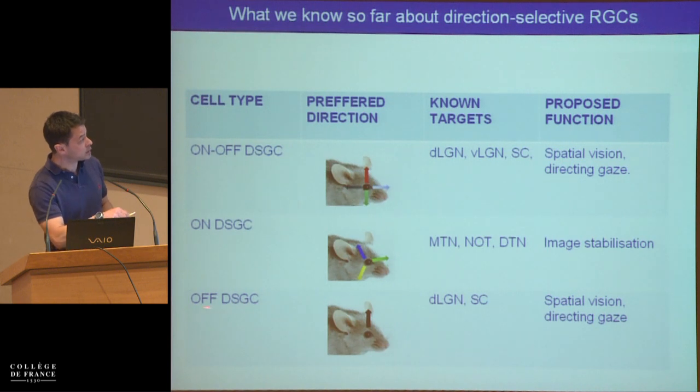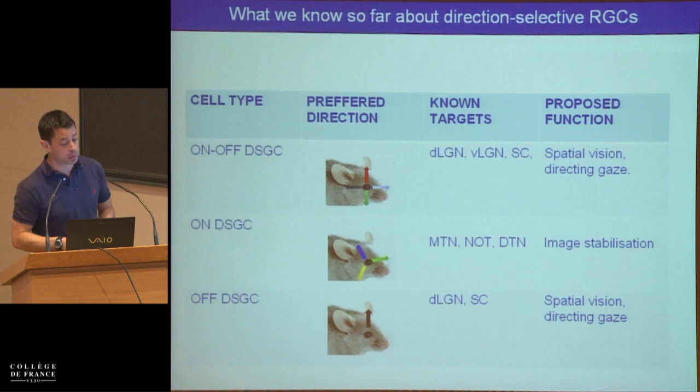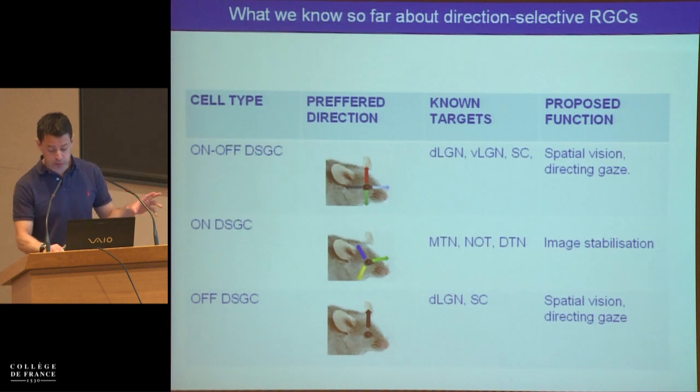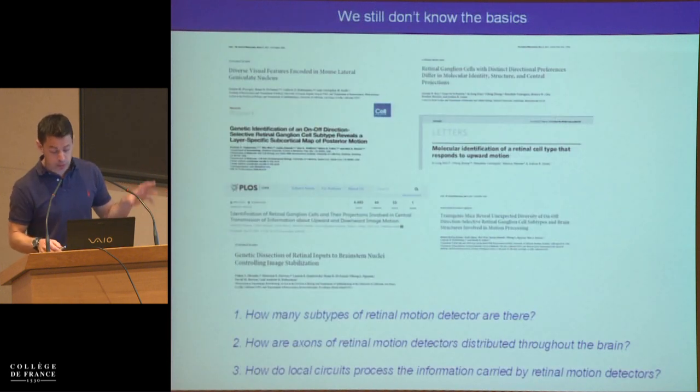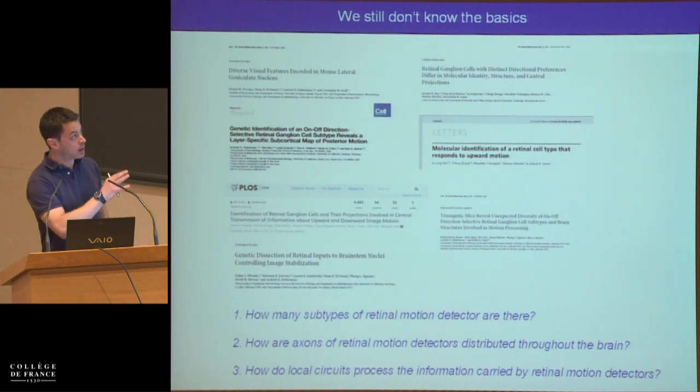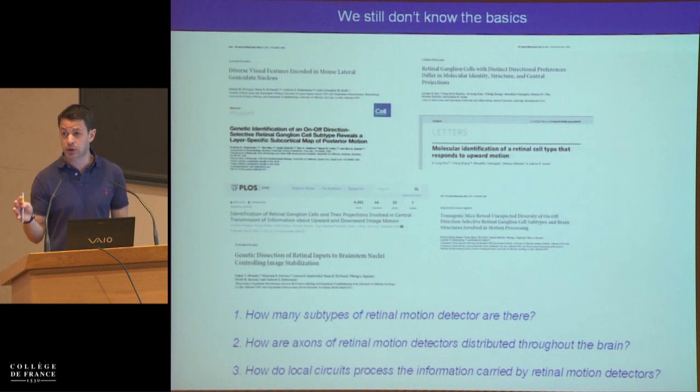And lastly, we have this class of cell, an off-direction selective ganglion cell. These respond to upward motion. Again, they send axons to the LGN and the SC. So this is what we do know about these really important cells, but we still don't know an awful lot. And just to illustrate this, this is a montage of a few papers that have come out just in the last few years. I'll spare you the details, but collectively, the field is trying to address 3 questions.